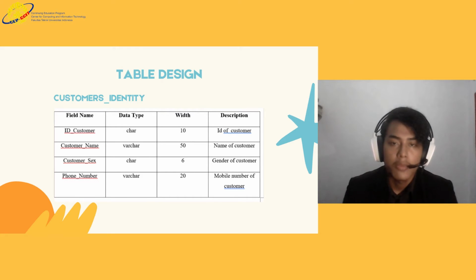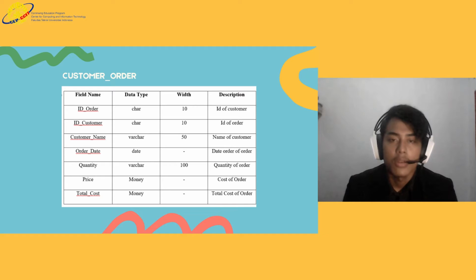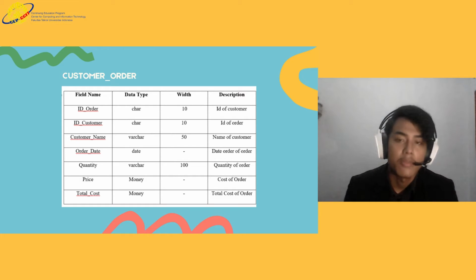And the last one for this table is phone number. It is the mobile number of the customer. It is in varchar type with a maximum width of 20. Next one is customer order. So we have ID order here, which is the ID of the order, and then the ID customers, the same one.